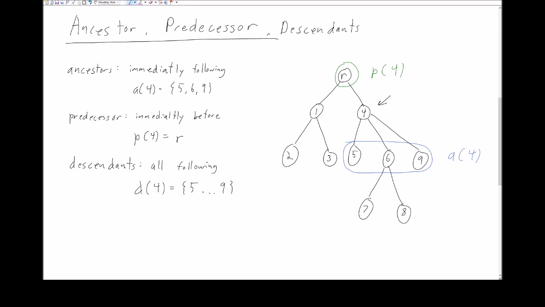The descendants of a node are the set of all nodes that follow 4, not just the ones that are immediately after. The descendants necessarily include the ancestors, but also include other things. In this case, the descendants of the node 4 are going to be circled in fuchsia. The descendants now include the nodes 5 through 9. We denote the descendants by D, so this set is D4.